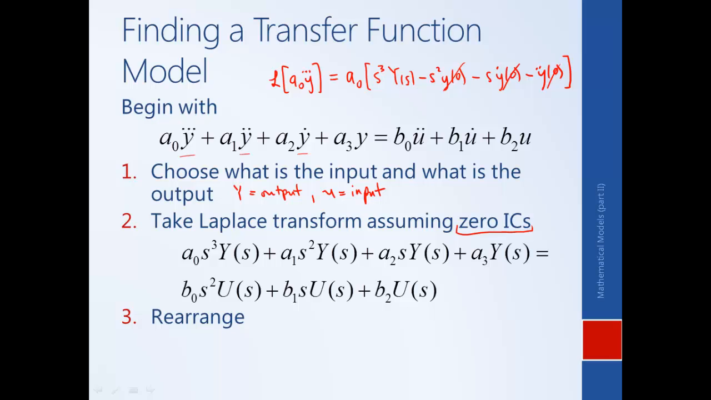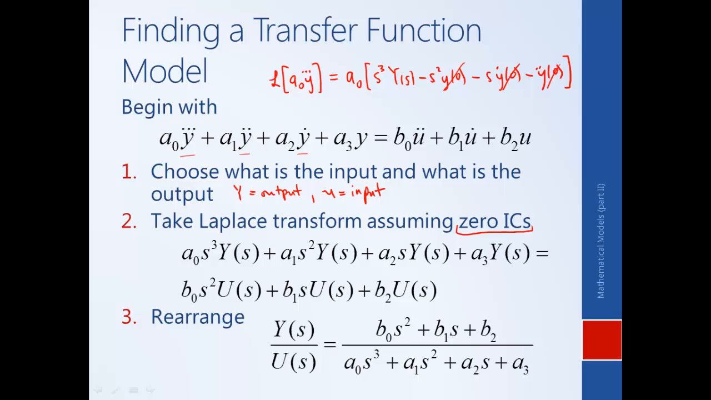We can factor y of s out of that whole side, leaving y of s multiplying a polynomial a0 s cubed plus a1 s squared plus a2 s plus a3. On the right hand side, we have our input u of s, which we can also factor out. We can divide by u of s to the left in order to get output over input, and we can divide the polynomial in terms of the a coefficients to the right to give us this form. So this is our transfer function, output divided by input.